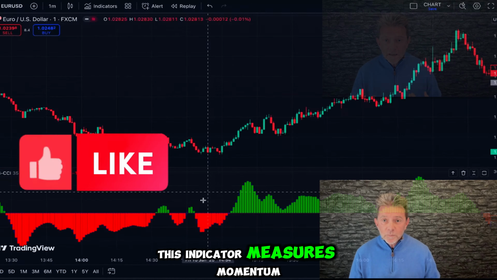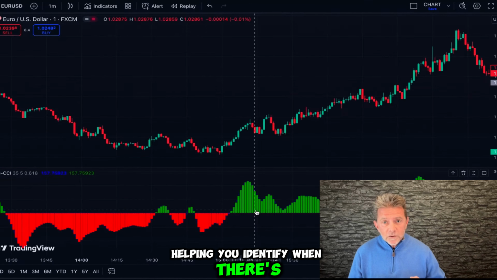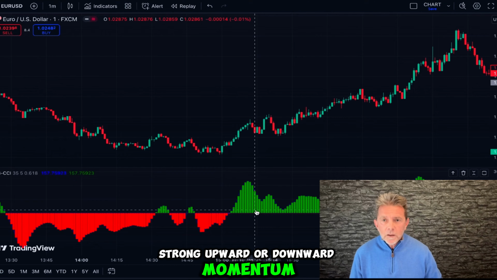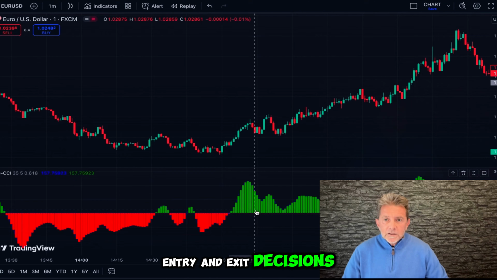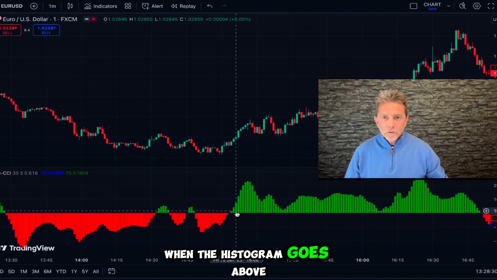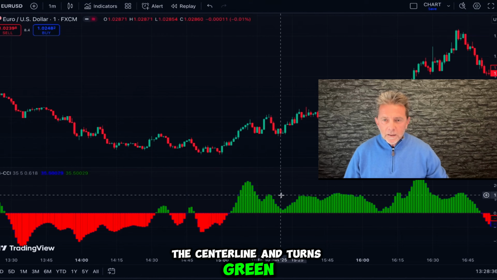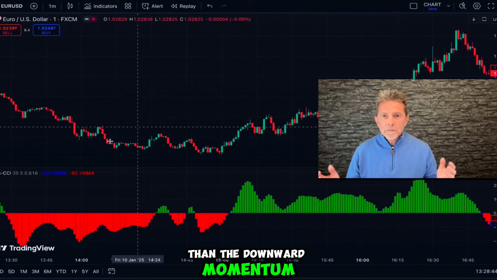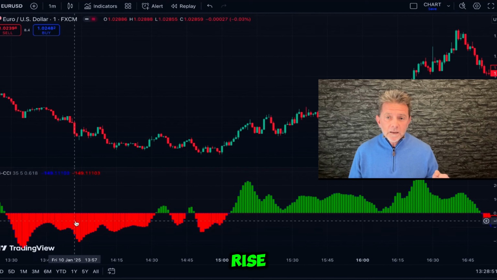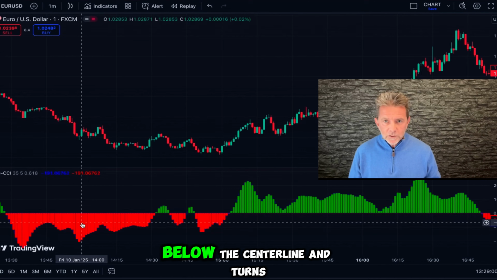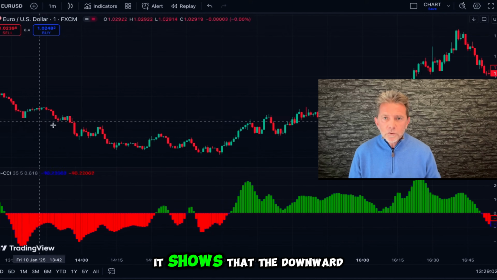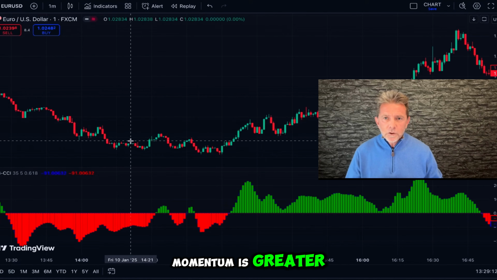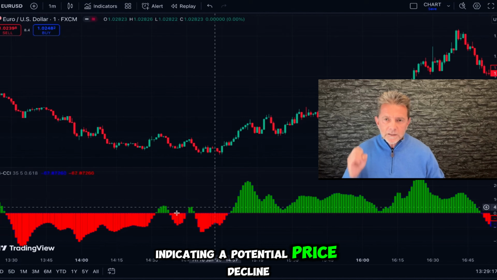This indicator measures momentum, helping you identify when there's strong upward or downward momentum so you can make better entry and exit decisions. When the histogram goes above the center line and turns green, it indicates that the upward momentum is stronger than the downward momentum, suggesting the price will likely rise. Conversely, when the histogram drops below the center line and turns red, it shows that the downward momentum is greater, indicating a potential price decline.